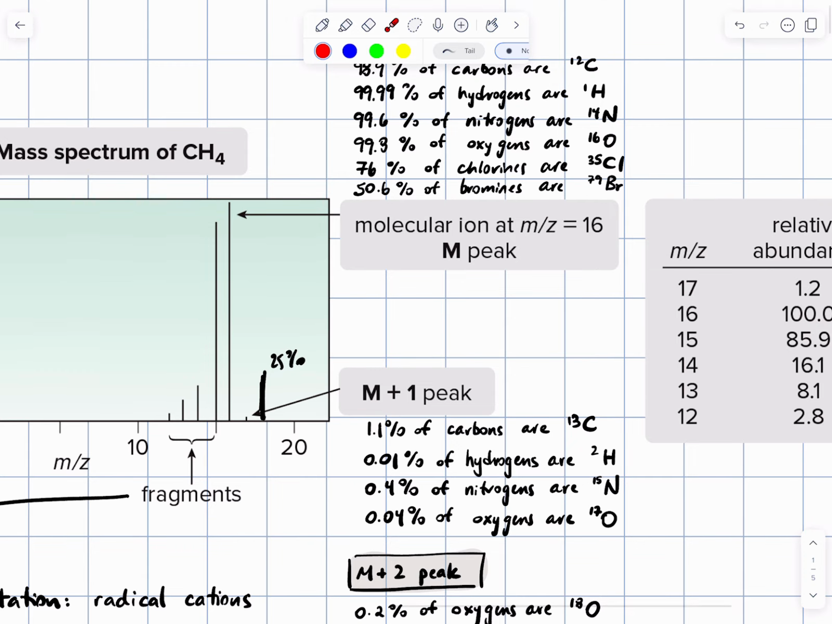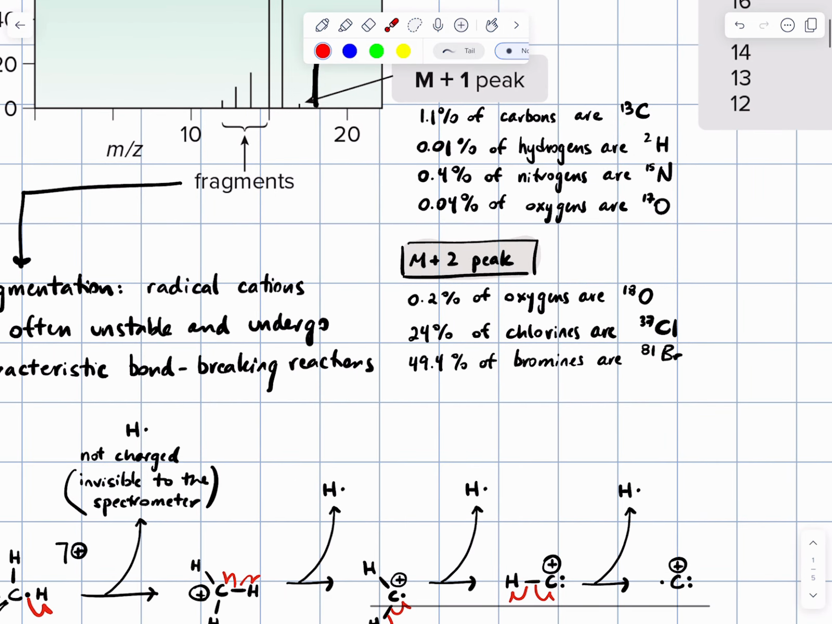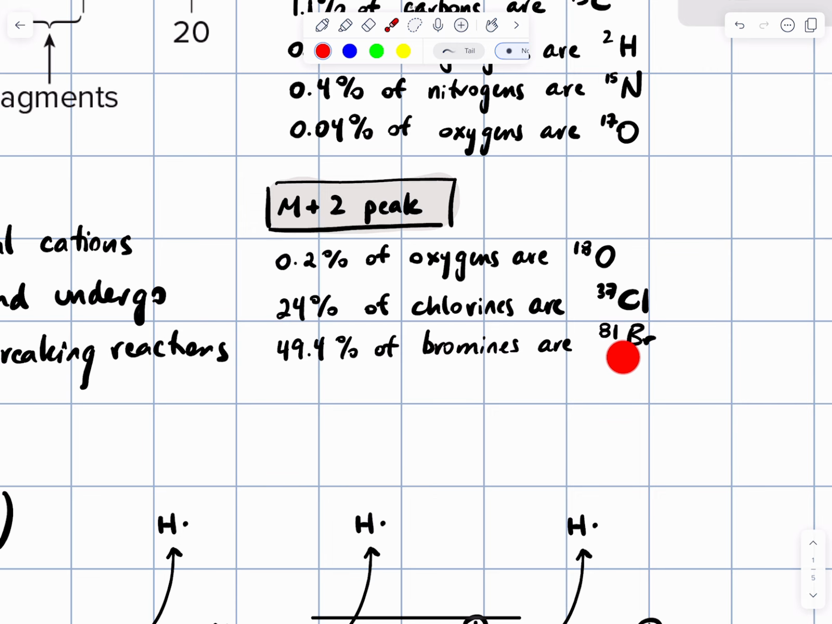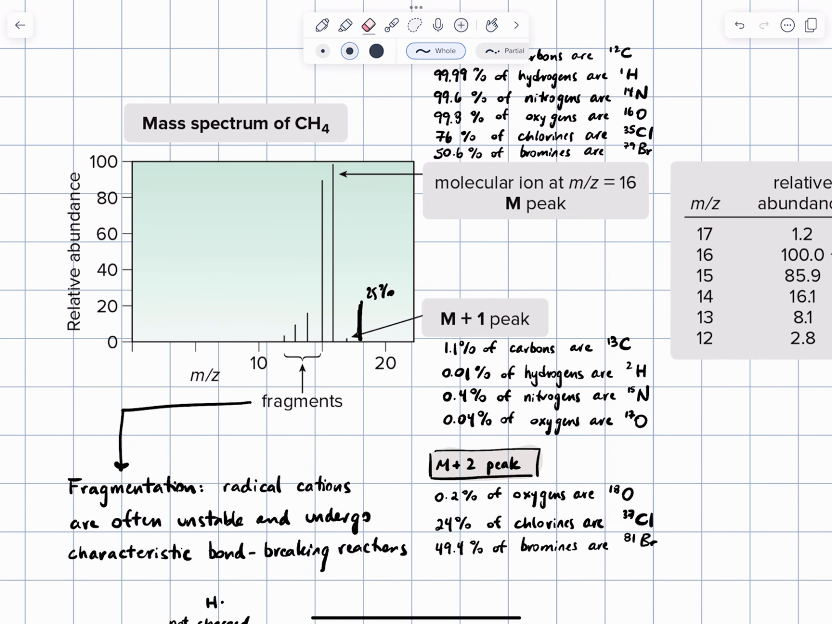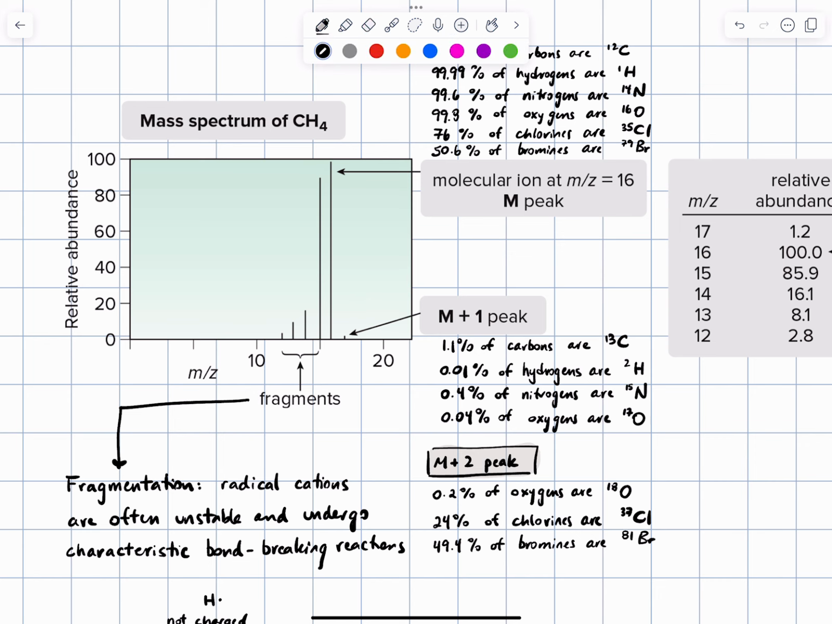Same thing with bromine, except for bromine, the 2 main isotopes are bromine 79 and bromine 81, and their relative abundance is about 1-to-1, about 50-50. So if your molecule contained bromine, you would expect to see a peak at M+2, and you would expect it to be just as tall as your molecular ion peak. And again, that would be a dead giveaway that your molecule has a bromine in it.